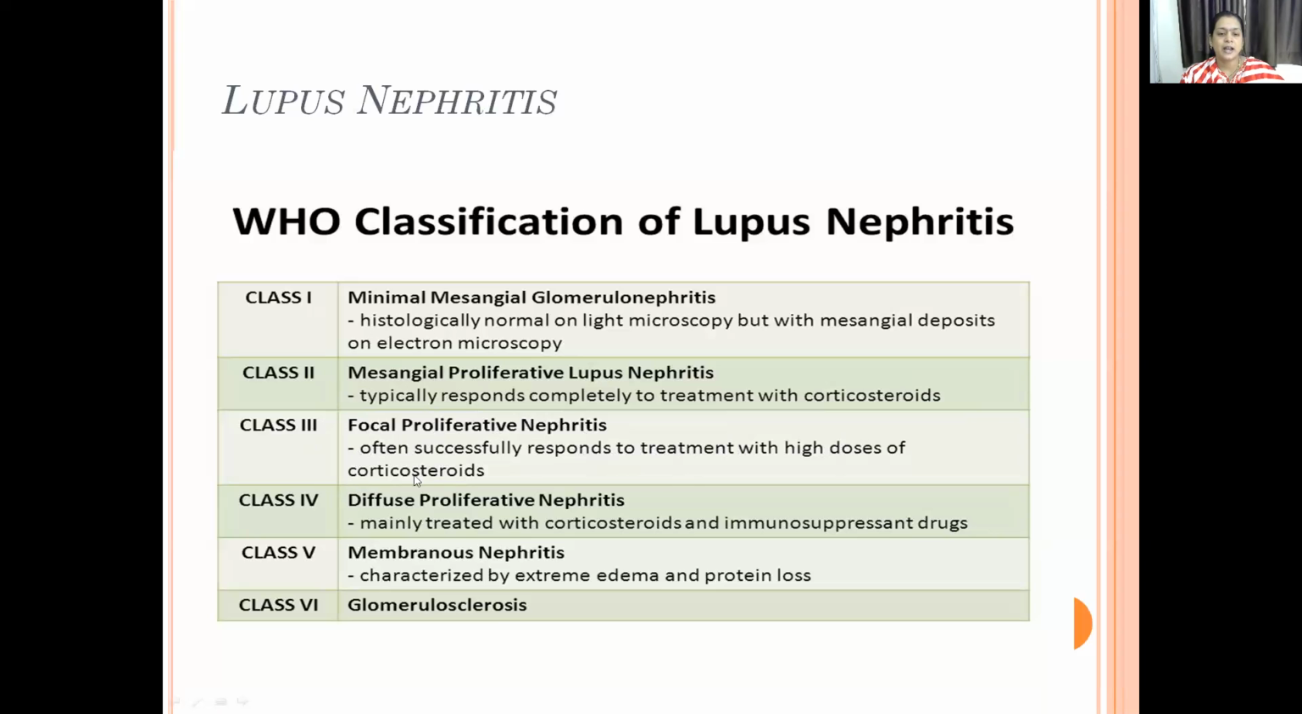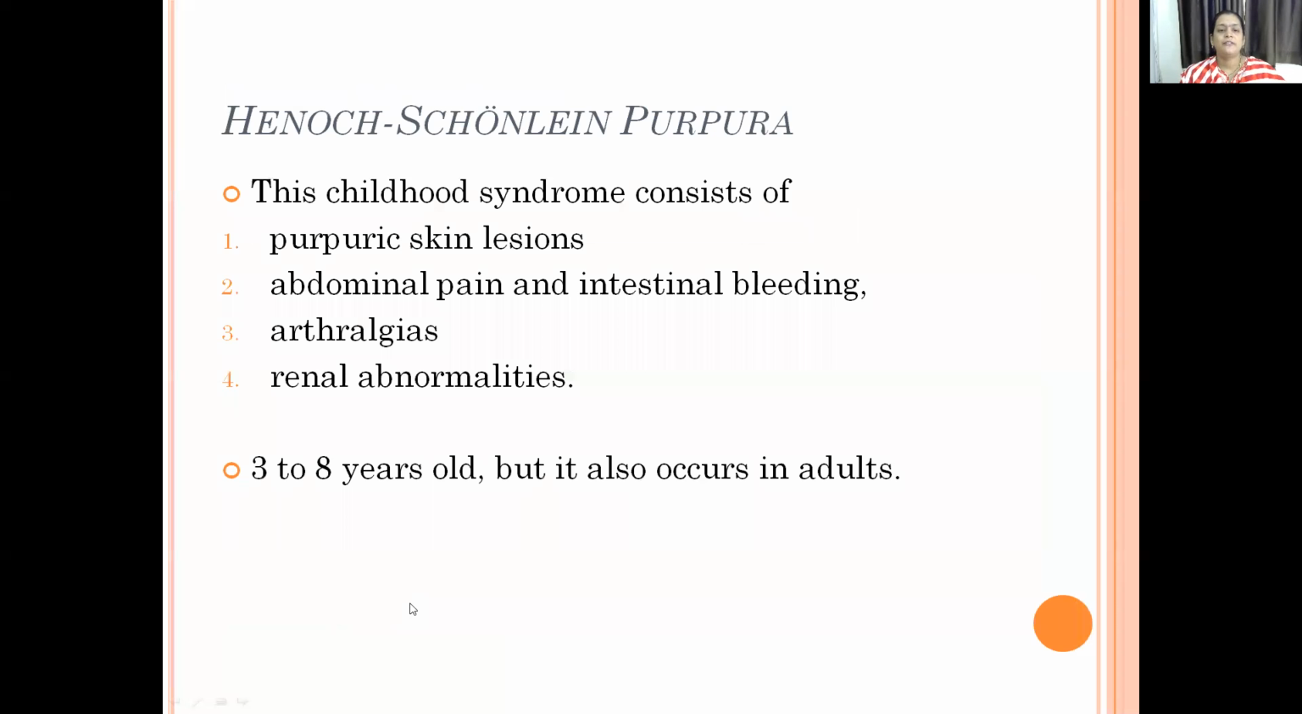Okay, there is a high focal fraction involved, diffuse, almost all the glomeruli involved. Class 5 is membranous nephritis, characterized by extreme edema and protein loss. Class 6 is advanced glomerulosclerosis, wherein the renal function is deteriorating more and more. The GFR is very low. There is sclerosis and loss of normally functioning glomeruli, thereby the filtration is less, and it may progress to end-stage renal disease. Okay. Now coming to Henoch-Schönlein purpura.